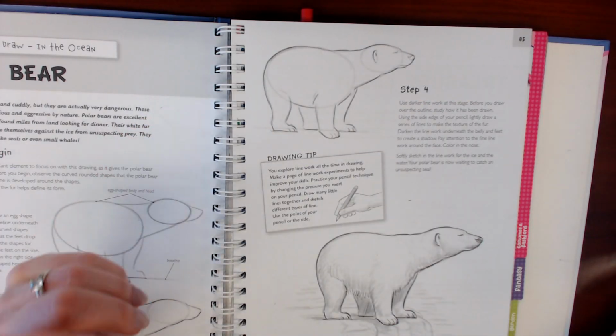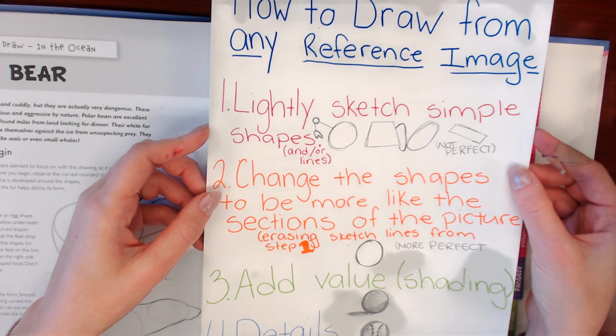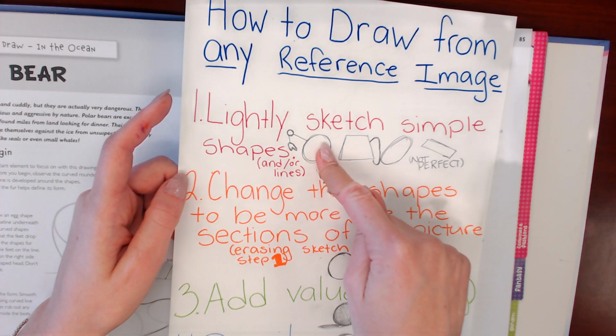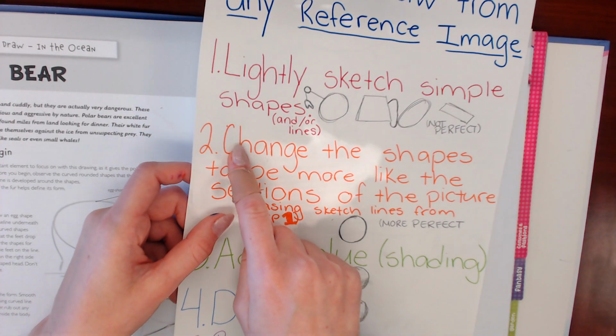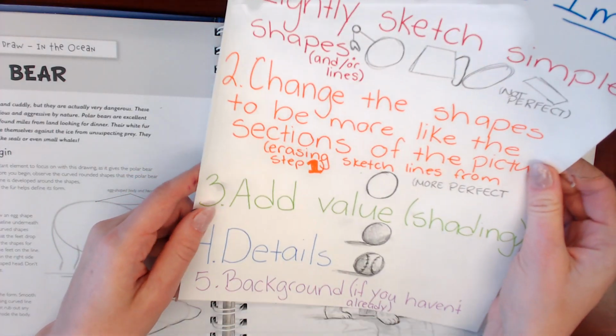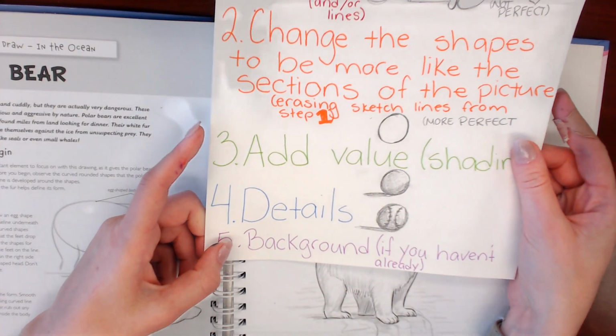I'm using a polar bear as an example. So these are the steps on how to draw from a reference image. First, we're going to lightly sketch simple shapes and lines. Then we're going to change the shapes to be more like the sections from the picture. Then we're going to add value, then we're going to add details, and then you can add a background on your own.